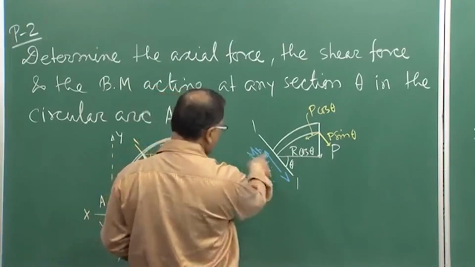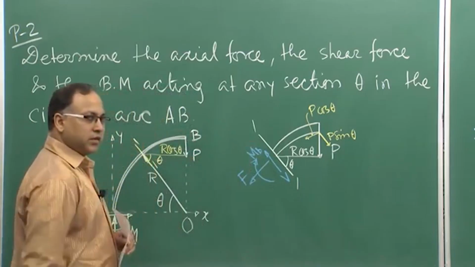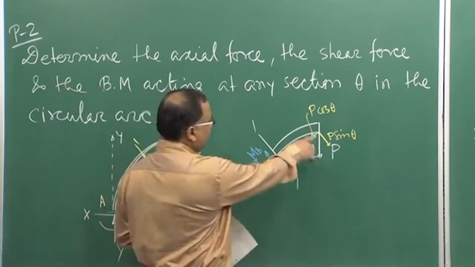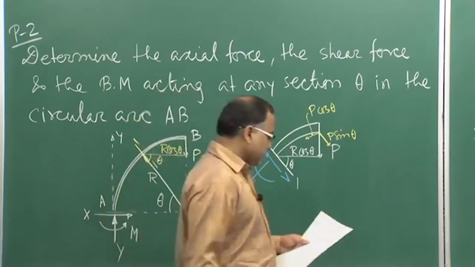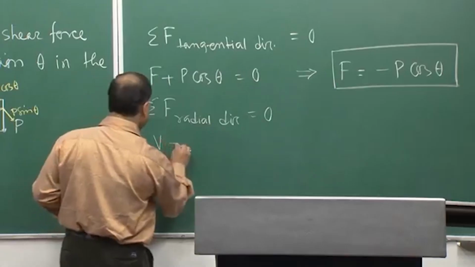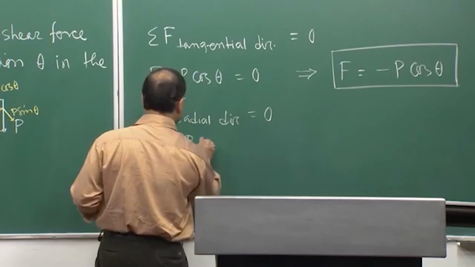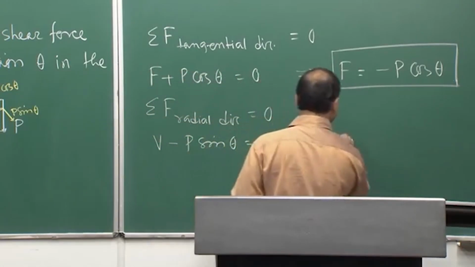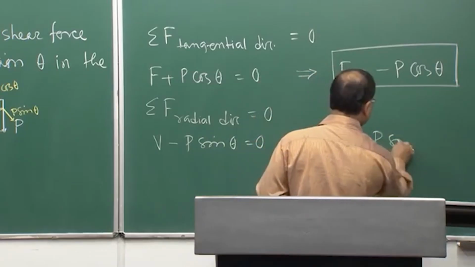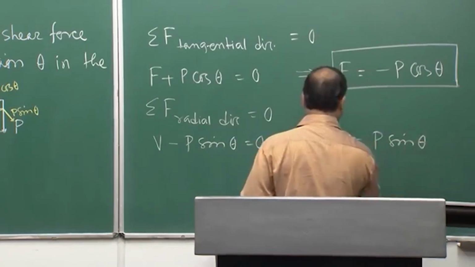This V, of course, is in the radial direction, that is the shear force, and this component of P, that is P sin theta, is also acting in the radial direction. So, therefore, I can simply write V minus P sin theta is equal to 0, from which I can get V equal to P sin theta.